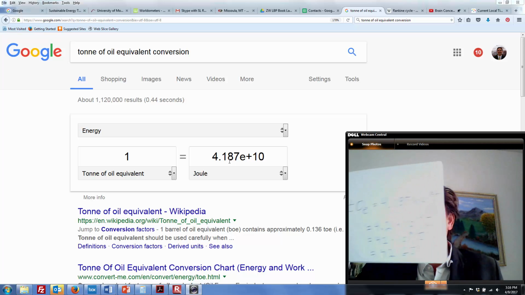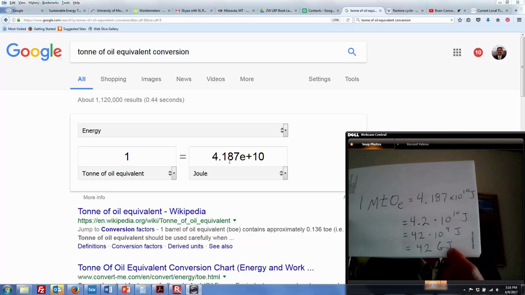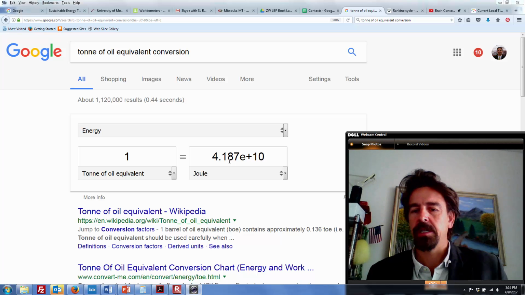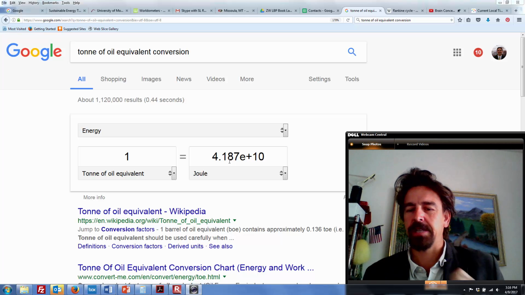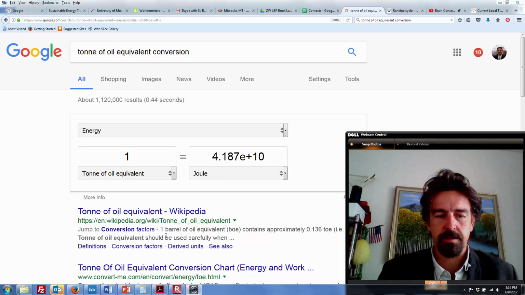Okay. And then we also know that 10 to the 9th is giga. So 10 to the 3rd is kilo, mega, giga. 3, 6, 9. Kilo, mega, giga. So 10 to the 9th is giga. So we go back to our problem.